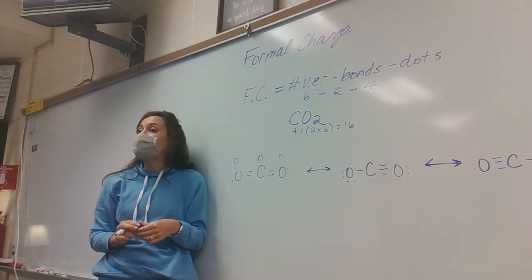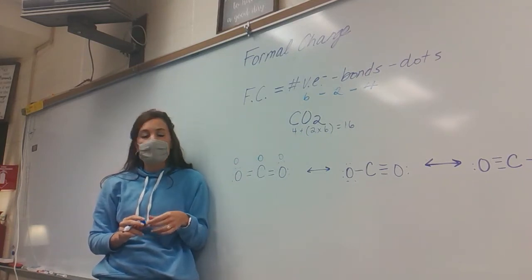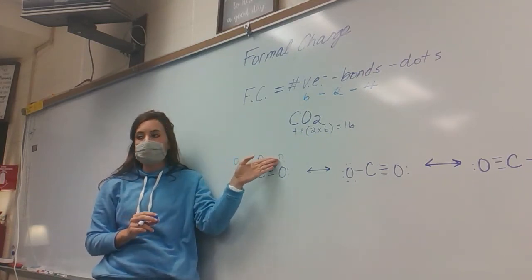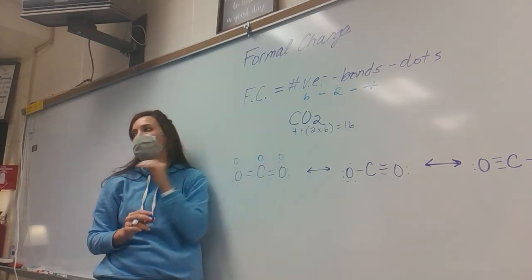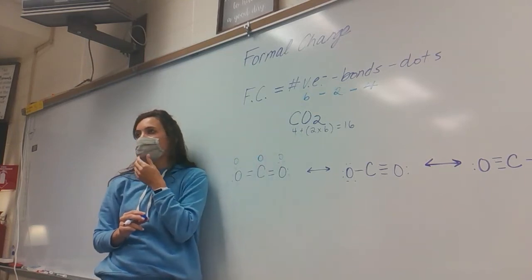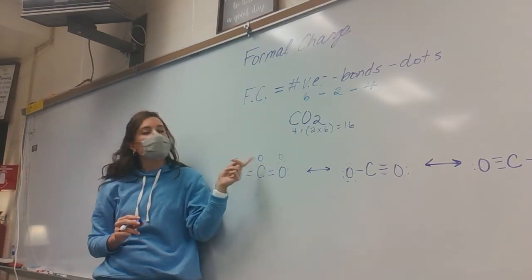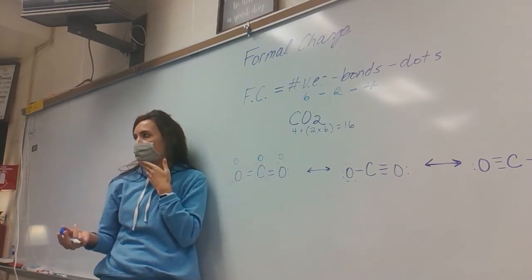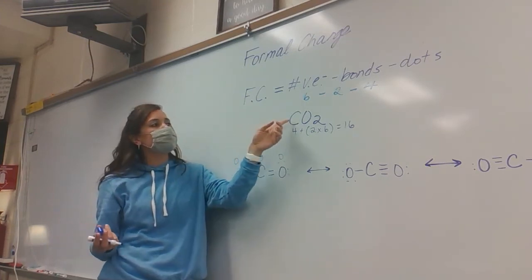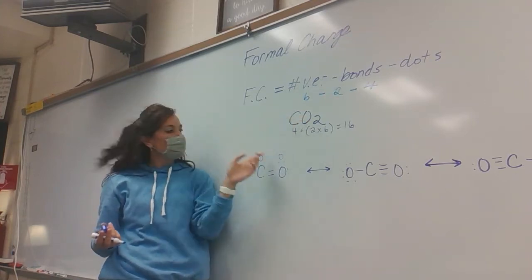And when you're assigning formal charges and you finish, the sum of the formal charges should add up to be the charge of the molecule. If it's a polyatomic ion, the formal charges should add up to be the charge of that thing. In this case, it's neutral, so they should add up to be zero.